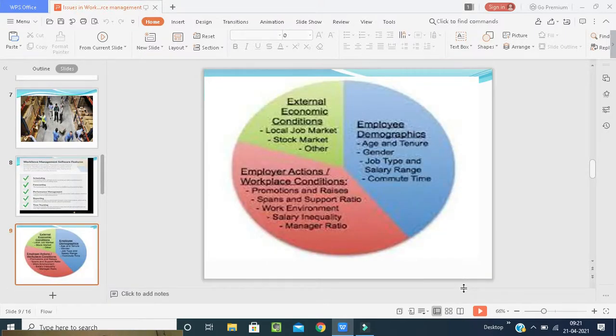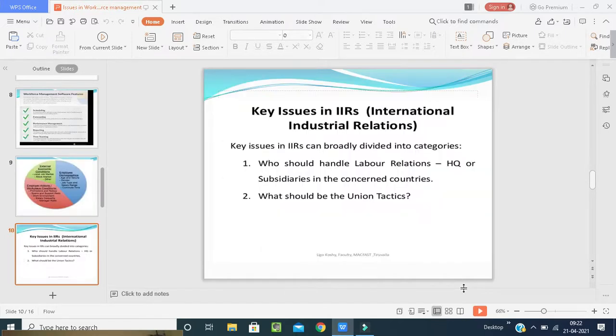Next, see what is happening with the employee, employer, and external economics. Employee demography includes age, tenure, gender, job type, salary range, and commute time. Coming to employer actions and work conditions, there are promotions and raises, span and support ratio, work environment, salary inequality, and manager ratio. Next, economic conditions like the local job market: people search for jobs in the city where they are staying. Next, the stock market will be seen, and other features will be there.